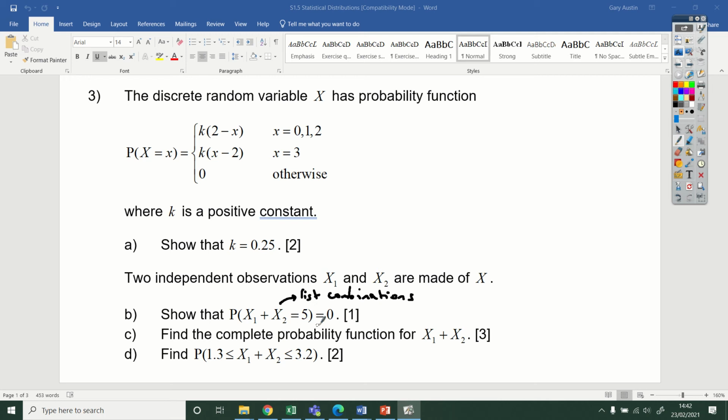Okay, the complete probability function for x1 and x2. It is asking for a function, so I would write that in this form up here as we've got up there. So I would set it out this way. The probability that x1 plus x2 equals a specific value, and then I would set out some rows here. So see if you can collate all the information and write down all the possibilities for x1 plus x2. Now once you've done that, you should be able to work out the chance that this total is in between 1.3 and 3.2.